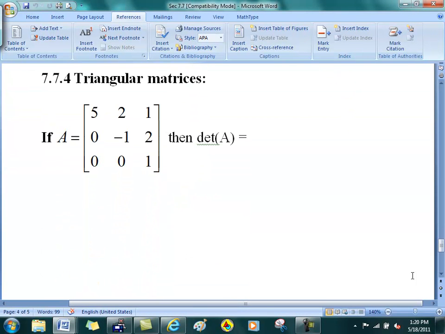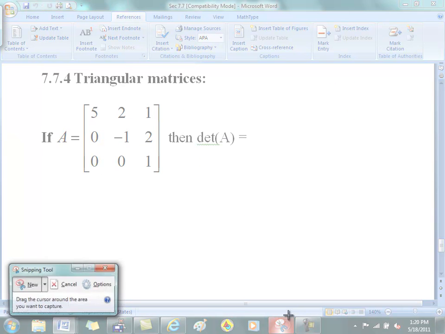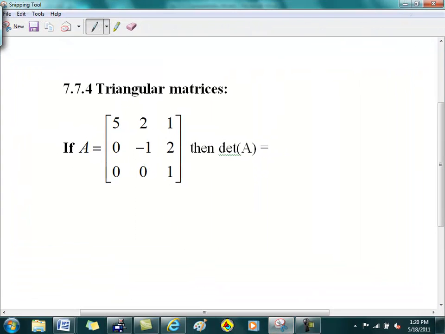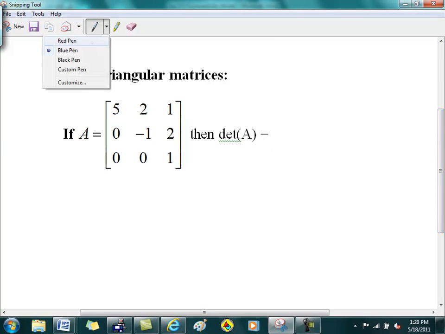Special kind of matrices: triangular matrices. They're special for this very simple reason, which I'll tell you in a minute. First of all, notice that this is a triangular matrix. It forms a triangle like that. Everything that's off the diagonal on one side is 0. We saw that when we were doing row echelon form.